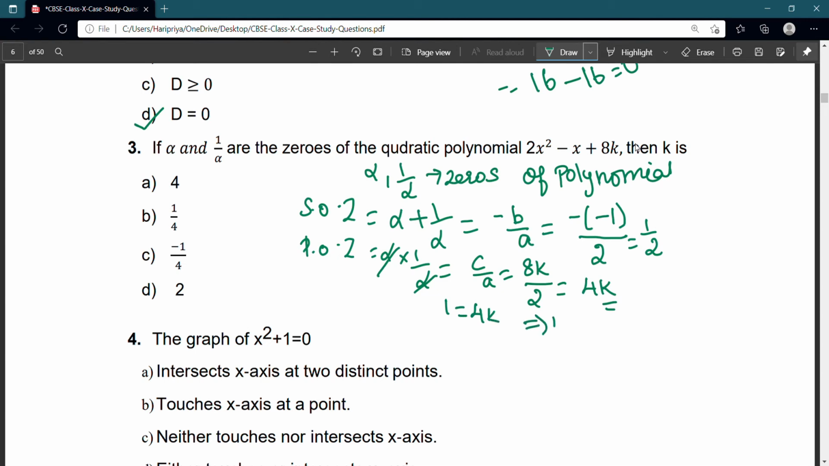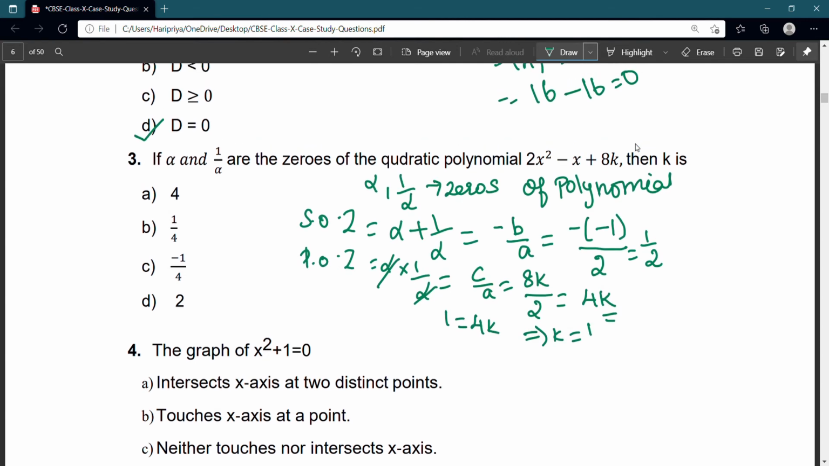So this implies k equal to 1 by 4. So your answer is B. K equal to 1 by 4.